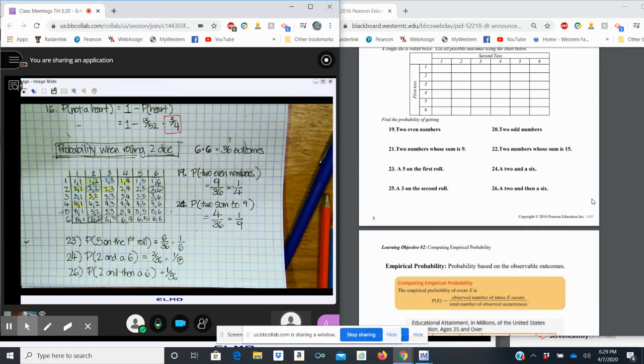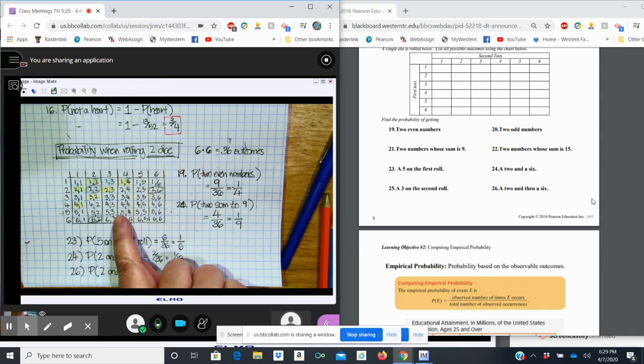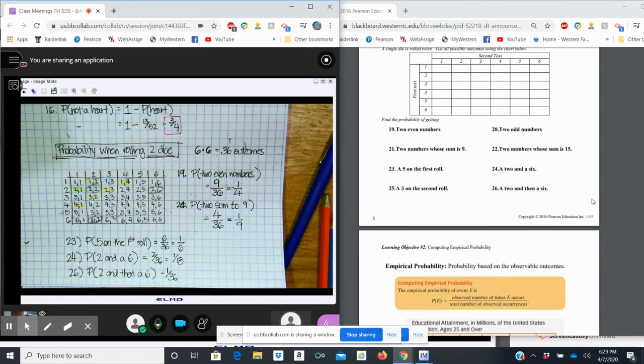25 says a 3 on the second roll. That one would be just like a 5 on the first roll. So if this is your first roll and that's your second, we'd only want 3s in the second column. So that would be 6 possibilities out of all 36.